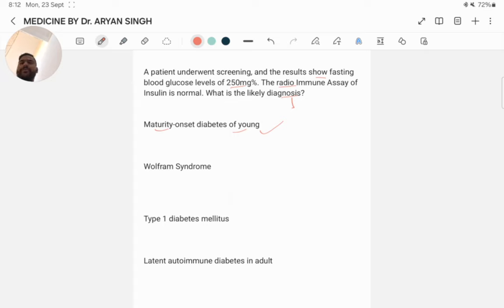As I already told, the onset of MODY is 25 years or younger. The beta cell mass is normal, but decreased insulin secretion occurs. It involves mutation in the nuclear transcription factor genes, most commonly hepatic nuclear factor 1 alpha, that regulates the islet gene expression. Patients are responsive to sulfonylurea, which causes increased insulin secretion.